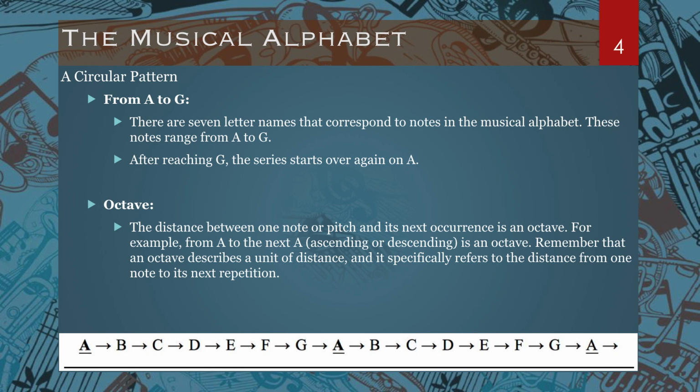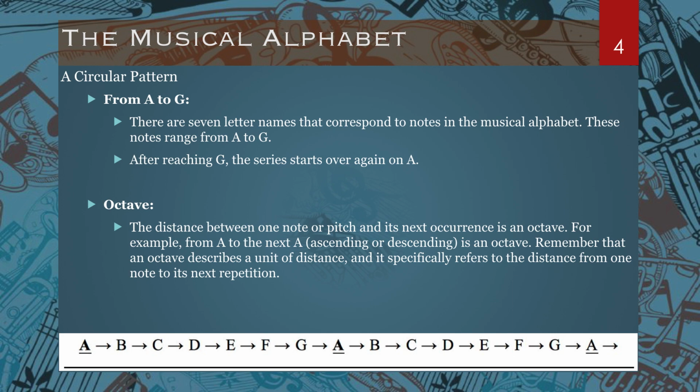Remember that an octave describes a unit of distance, and it specifically refers to the distance from one note to its next repetition. So that means from B to the next B is an octave. Doesn't matter if it goes up or down, ascending or descending, higher or lower. 3 ways of saying the same thing.